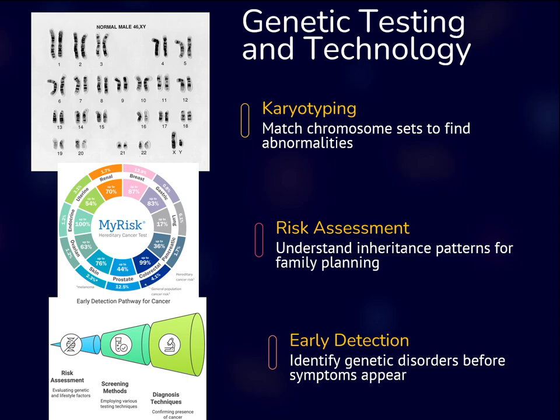Another key resource is genetic counseling. Families who have a history of genetic disorders can meet with specialists to understand the risks of passing on a disorder. Counselors can explain inheritance patterns, recommend testing, and help families make informed decisions, especially when considering having children.